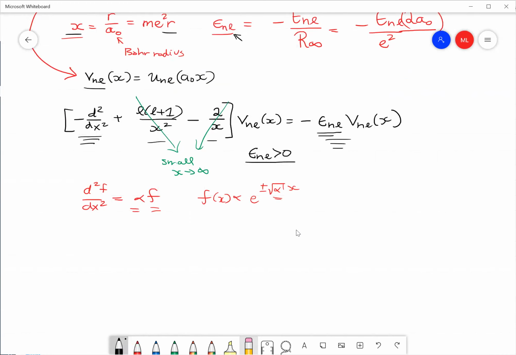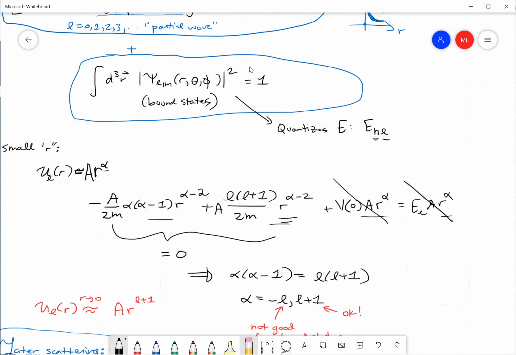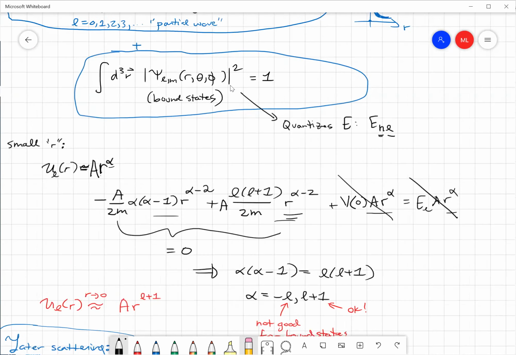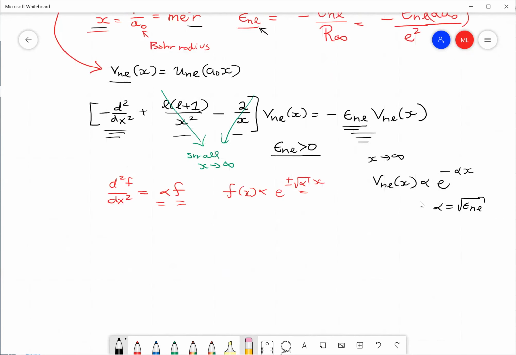And so that means that as x goes to infinity, this guy should be proportional to e to the minus alpha x, where alpha is the square root of epsilon_L. And why do we throw out the plus? Because that's bad. If you have exponentially growing solutions, then you won't be able to satisfy our bound state condition, it'll be blowing up. That's not good. You can't normalize something that blows up like that. So V for large x has to be exponential.